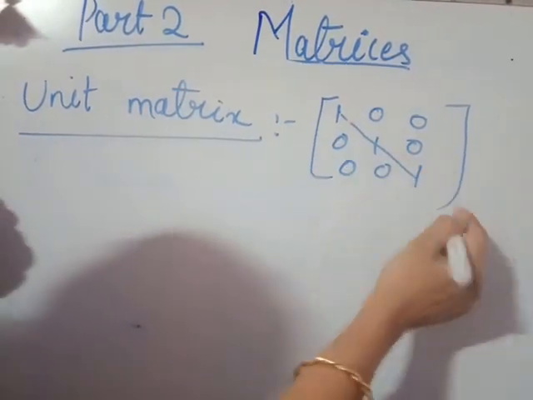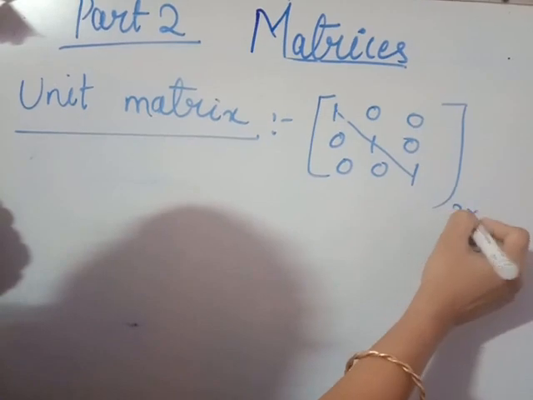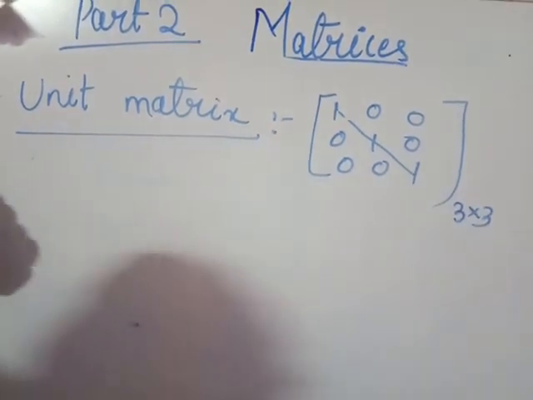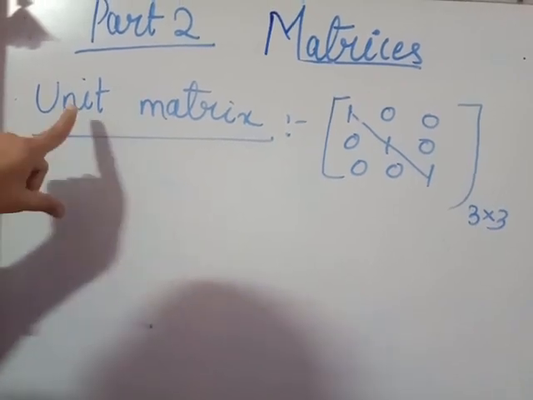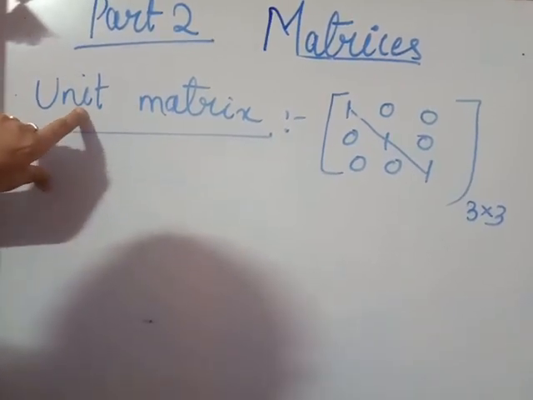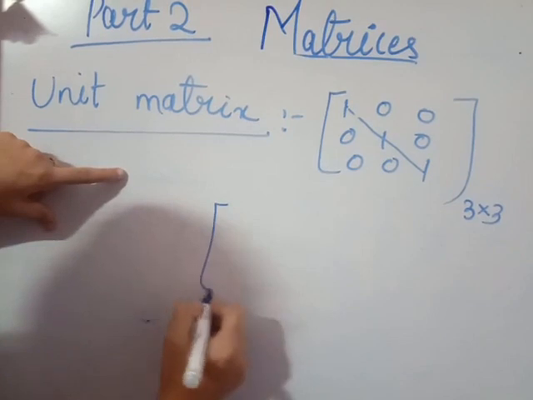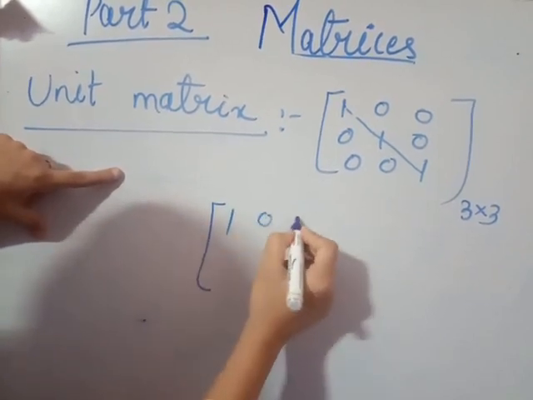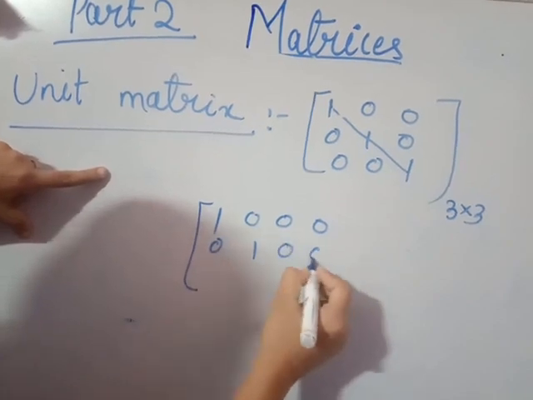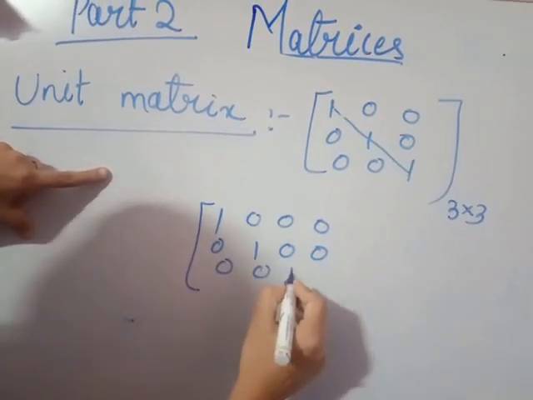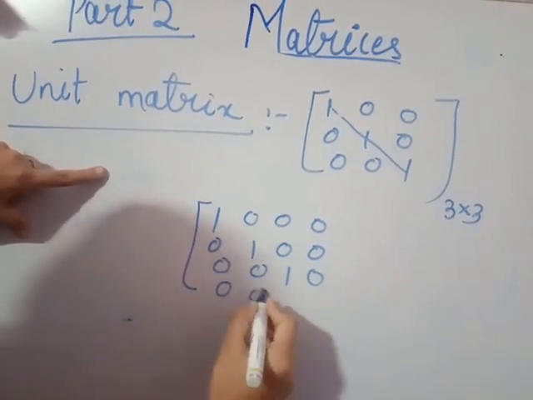That time it is called the unit matrix of order 3 into 3. But remember again that in the rectangular matrix also unit matrix is not possible. Now we can do the 4 into 4 matrix also. 1, 0, 0, 0. Again the next row is 0, 1, 0, 0. Then 0, 0, 1, 0. Then 0, 0, 0, 1.